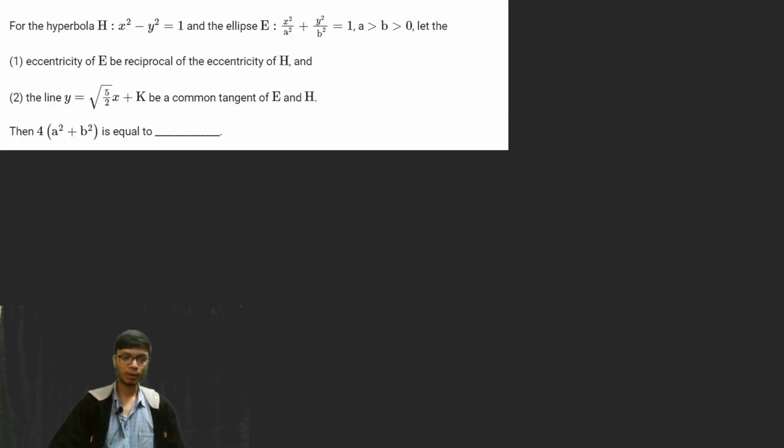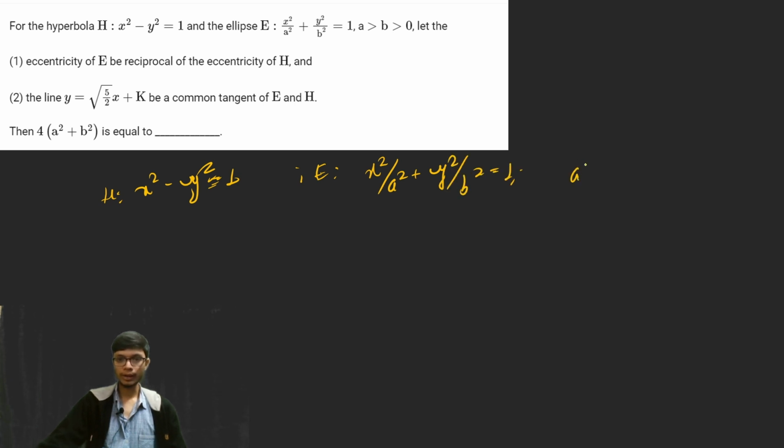The next problem involves both things, the hyperbola as well as the ellipse. It is saying that for the hyperbola, x square minus y square is equal to 1, and we have the ellipse, denoted by E, that is x square by a square plus y square by b square is equal to 1, where a is greater than b and greater than 0, both of them positive.